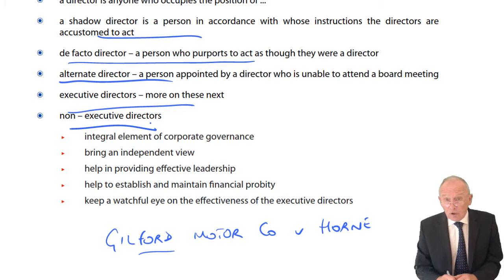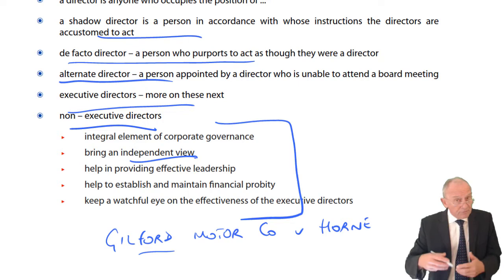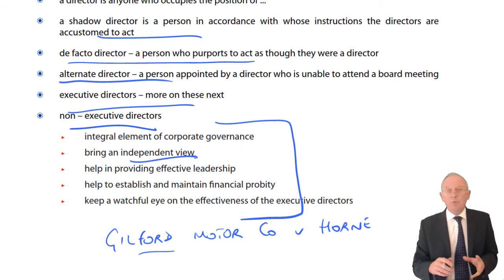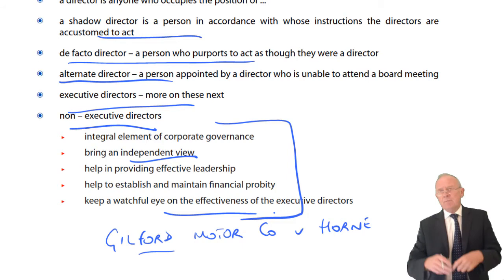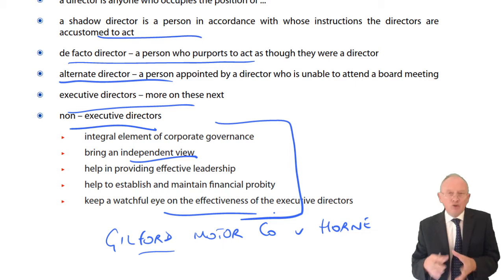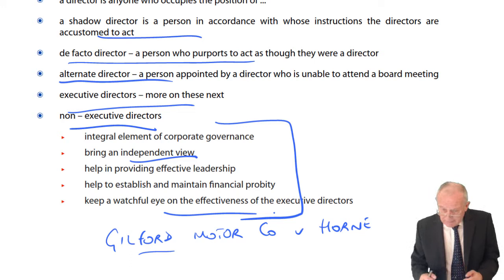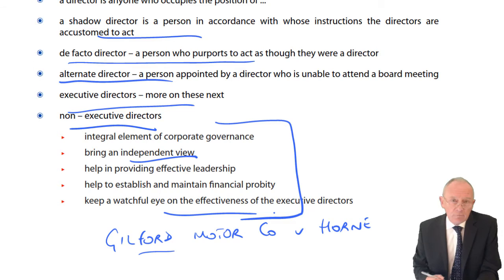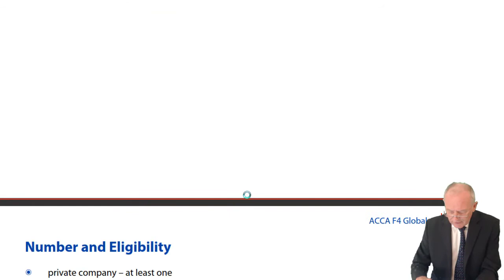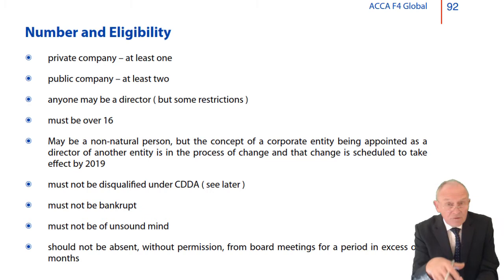And their role, very briefly in F4, is to bring an independent view. They help in providing effective leadership. They help to establish and maintain probity: believability, honesty, uprightness, truth, that sort of thing. They keep a watchful eye on the effectiveness of the executive directors. They act in a supervisory capacity. They ensure that the executive directors are paying proper attention to long-termism, to keeping the company alive rather than going into a glorious liquidation. So non-executive directors are a relatively modern idea, and they're an integral element of quoted companies in the UK.